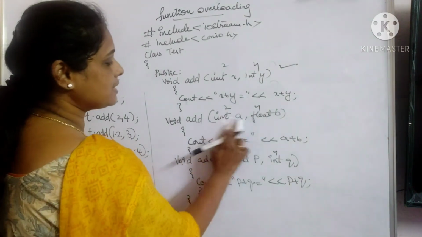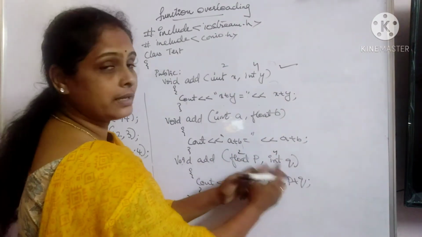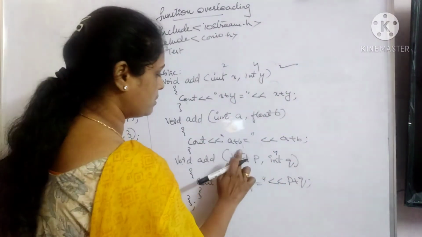If you check here, one is integer and one is float. No, it is not matching here. If you see here, one is float and another one is integer. No, there is no match here.